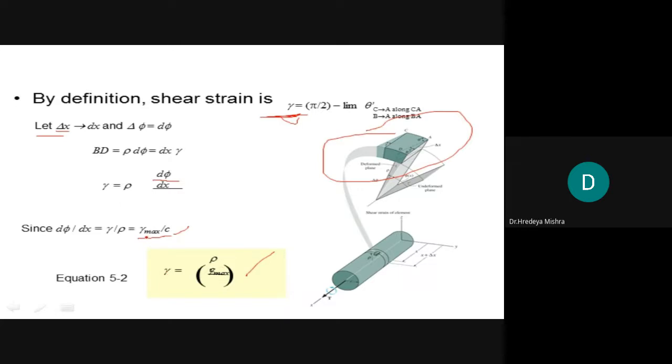from this equation we get tau upon rho, max, sorry, rho upon tau max.